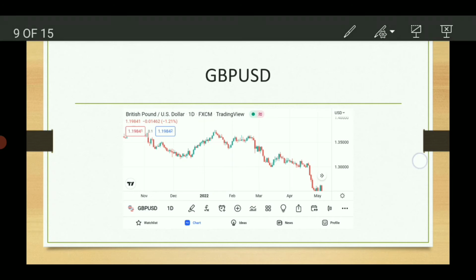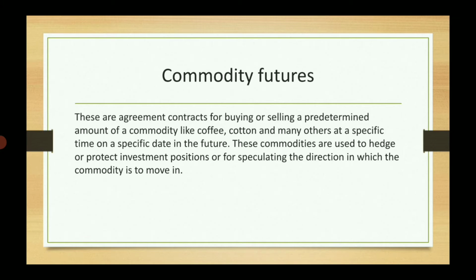Let me erase this and continue. So commodity futures, these are what commodity futures are. They are agreement contracts for buying or selling a predetermined amount of a commodity like coffee, cotton, and many others at a specific time or on a specific date in the future.